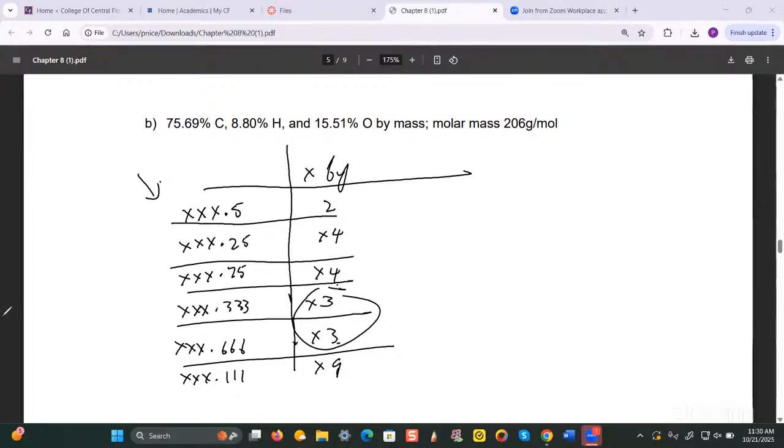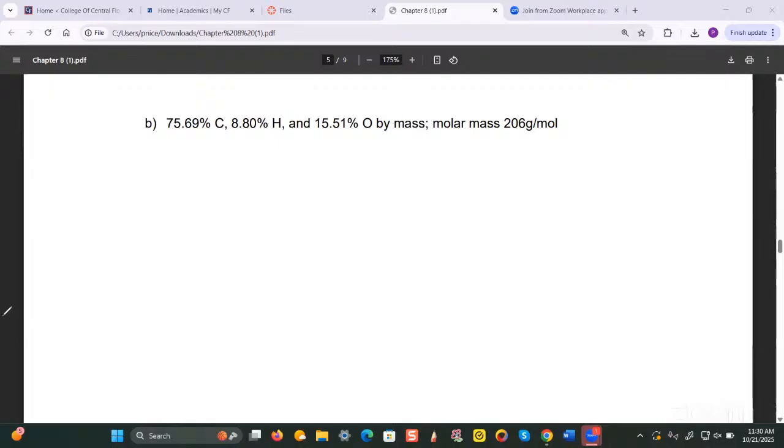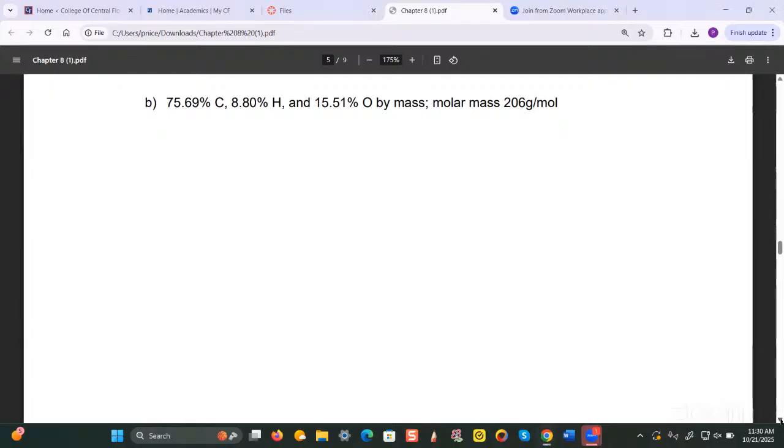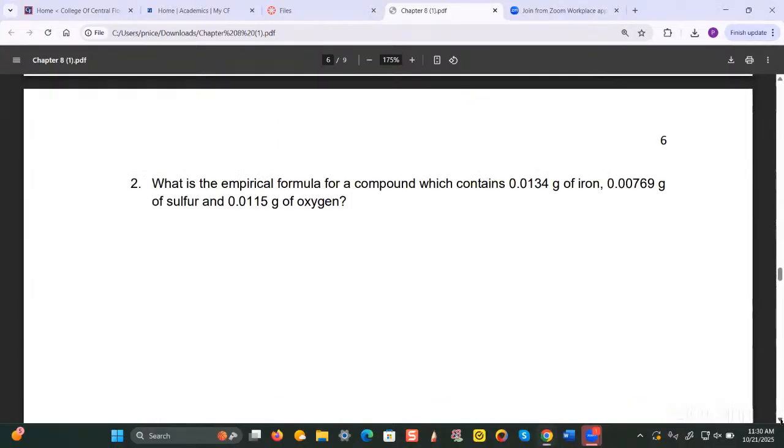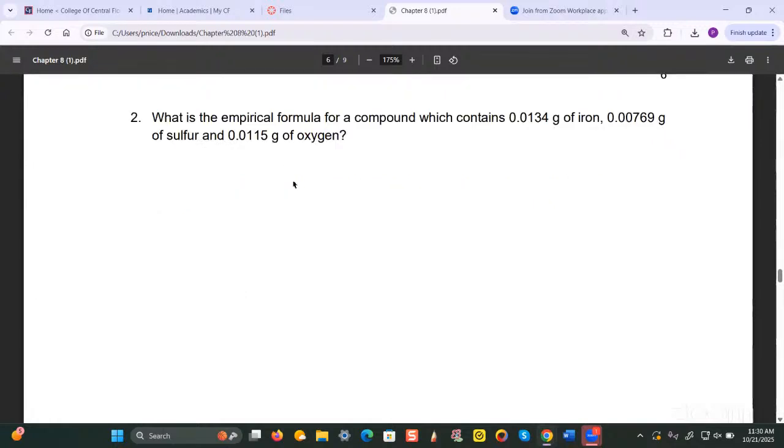Let me clear this here and move down to the next question. Okay, so in this case, they did not give you percentages, but they gave you the masses of the different elements present. Pretty much it's the same way as we did before. The only difference is that you get the exact masses, whereas in the previous example, you were given the percentage, right? So again, it's the same approach.